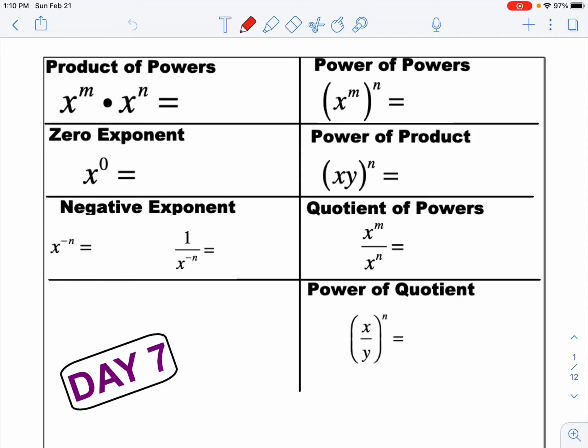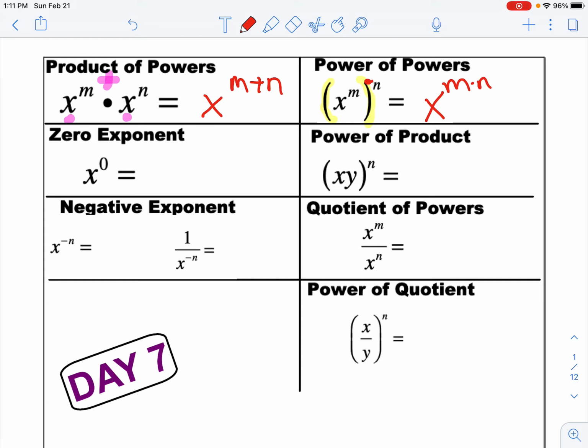Okay, product of powers, when you have the same base right here, then you are going to add the exponents. So x to the m times x to the n is x to the m plus n. That was one of the first things we learned. But when you have a power raised to a power, it's more powerful. So now what's going to happen is you are going to multiply the exponents. So this is going to be x to the m times n, or just mn power.